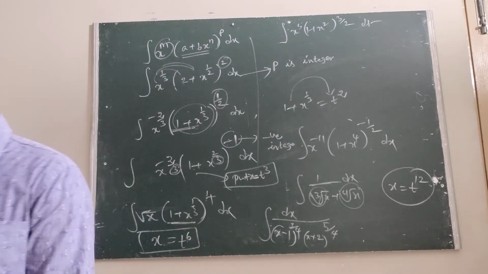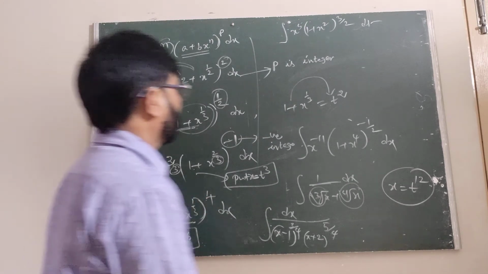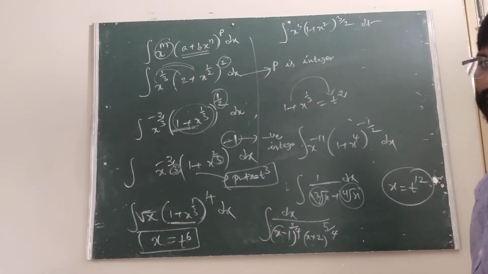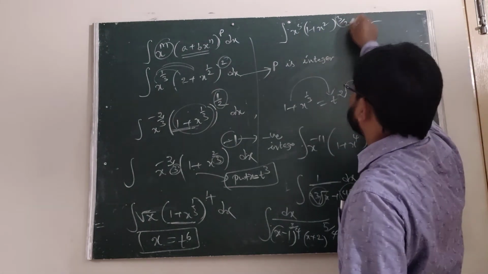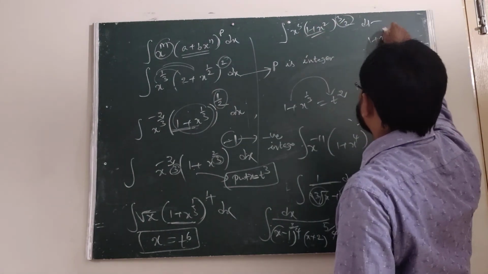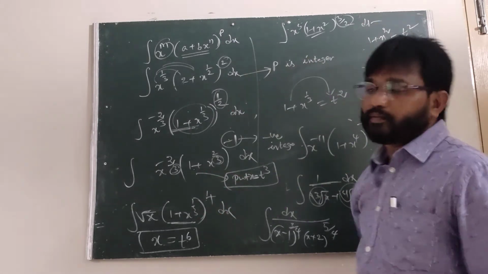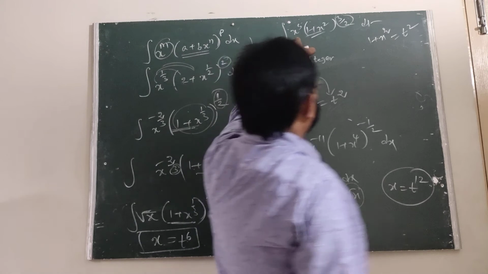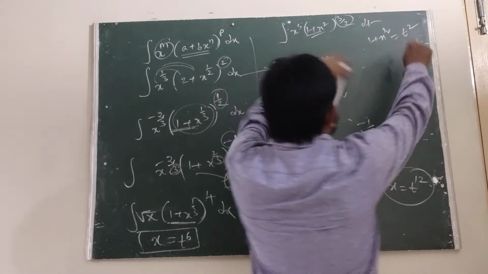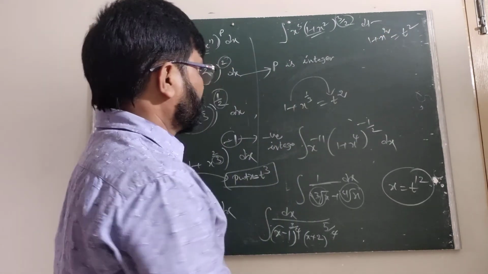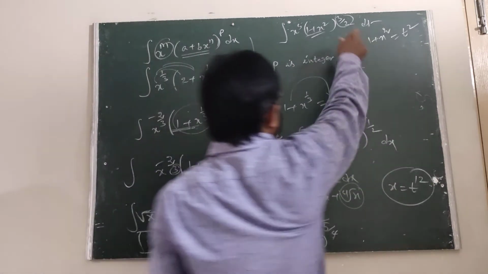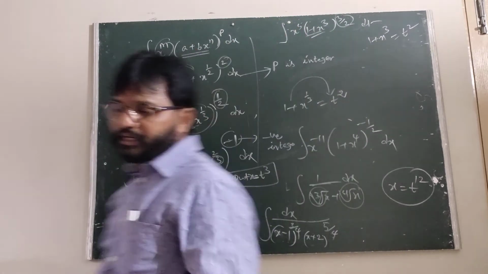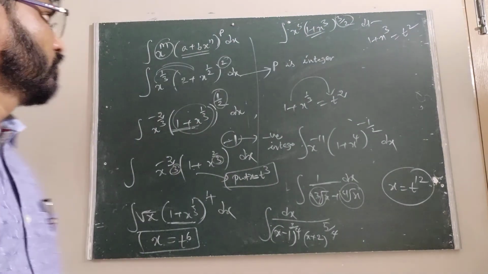Okay. Then we are going to the next one, what is the next one: x power 5 into 1 plus x square whole power 3 by 2. Here directly we can take, when it is a rational fraction, 1 plus x square equal to t square. Then you can write this is x cube. 1 plus x square equal to t square. Are you clear? Therefore, suppose 1 plus x cube is there here. We can write 1 plus x cube equal to t square.